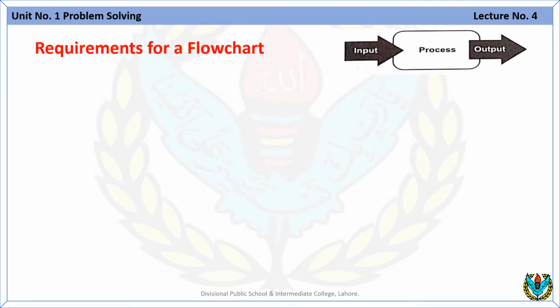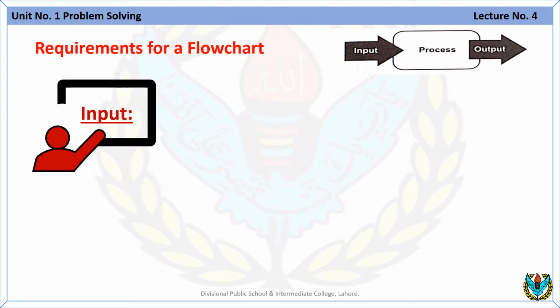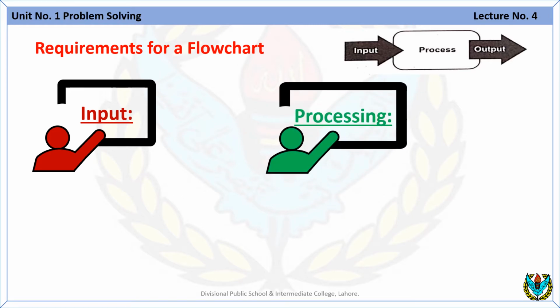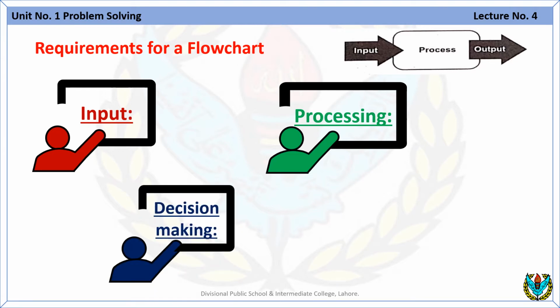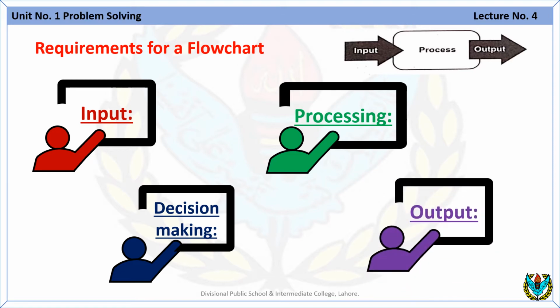To draw a flowchart, we need the following points. Number 1. Input. Input means taking data from the user. Number 2. Processing. The processing steps are used for performing calculations and storing the results of calculations. Number 3. Decision making. To determine whether a statement is true or false, and taking appropriate steps accordingly is called decision making. And the last one is output. Output is used to display information, and usually this information exhibits the processed results.